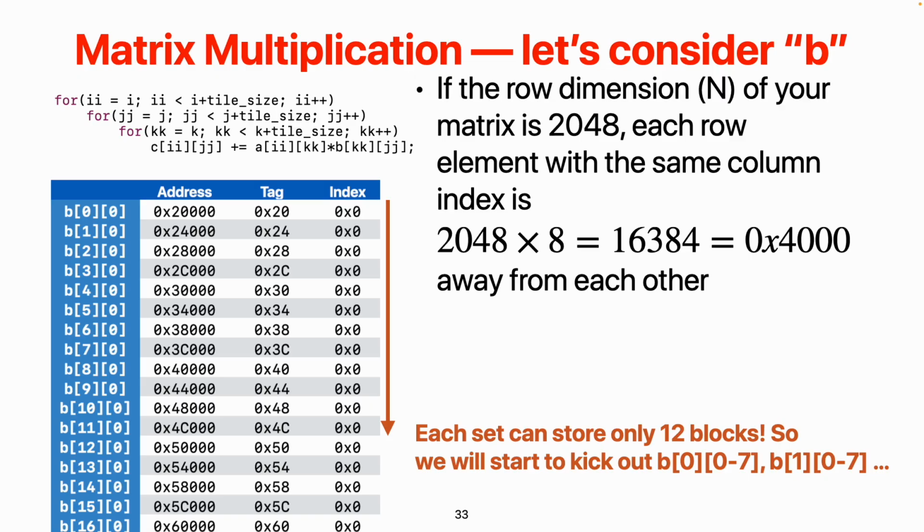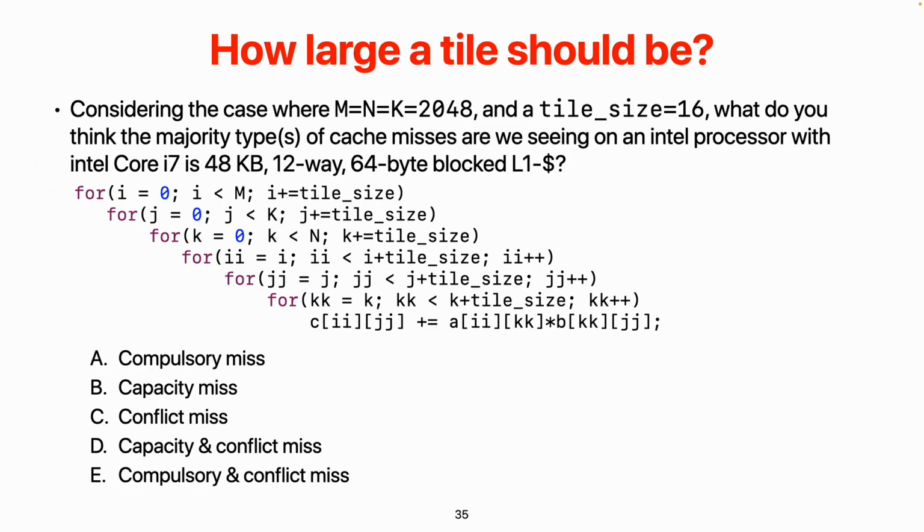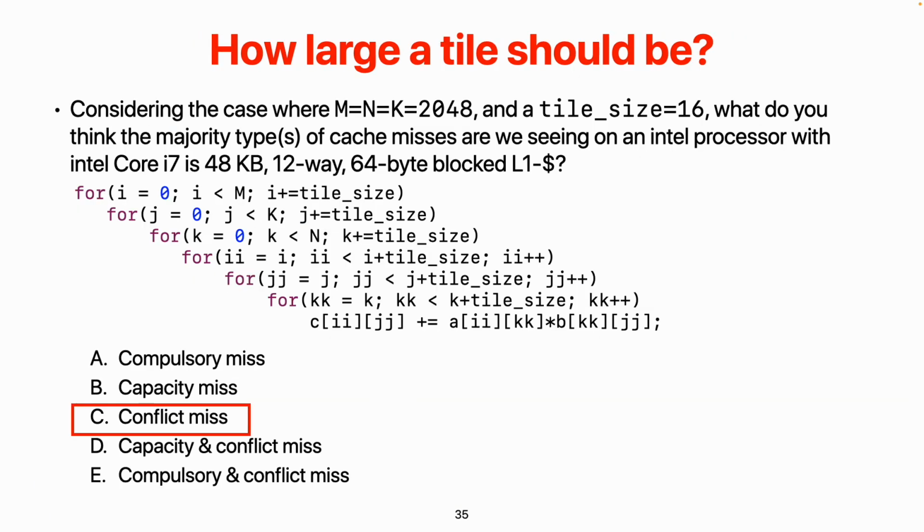So that's why you are still seeing like 20% because of this. All the rest will become conflict misses. So the answer here is conflict misses.